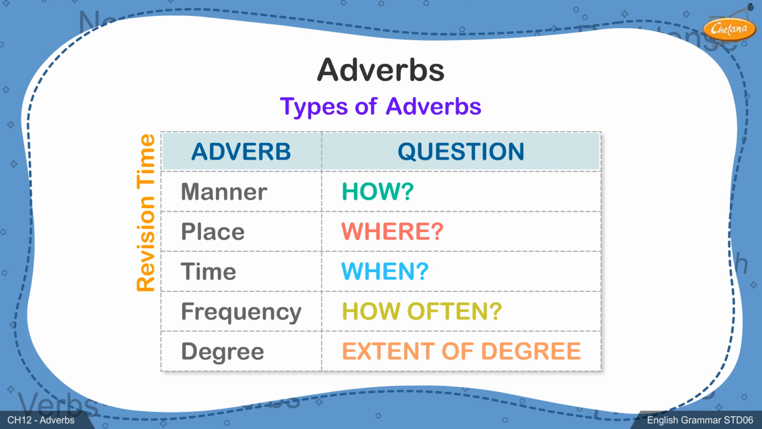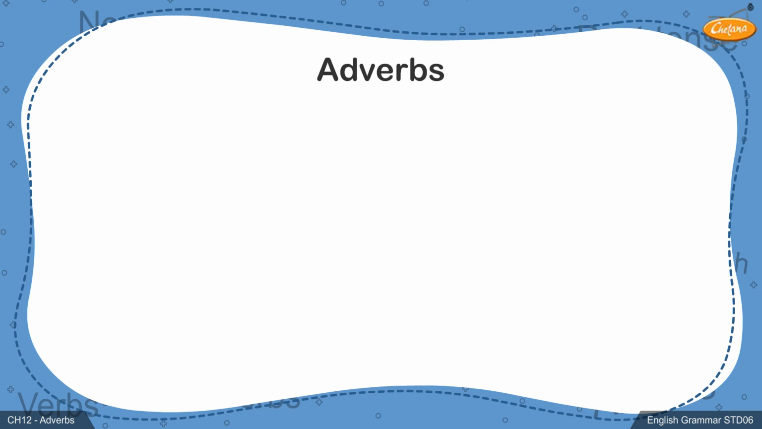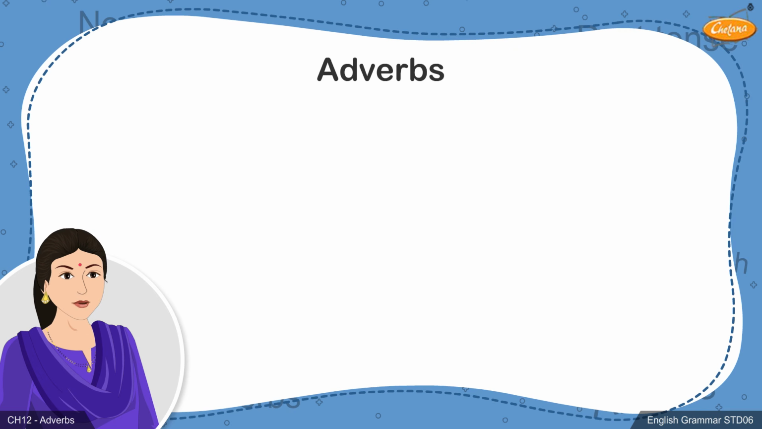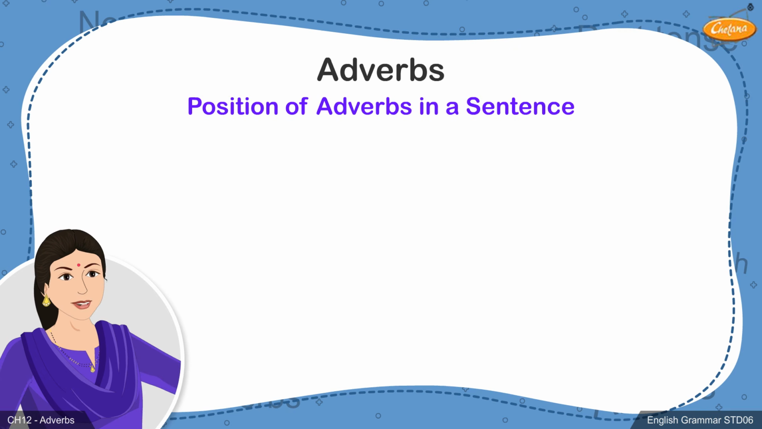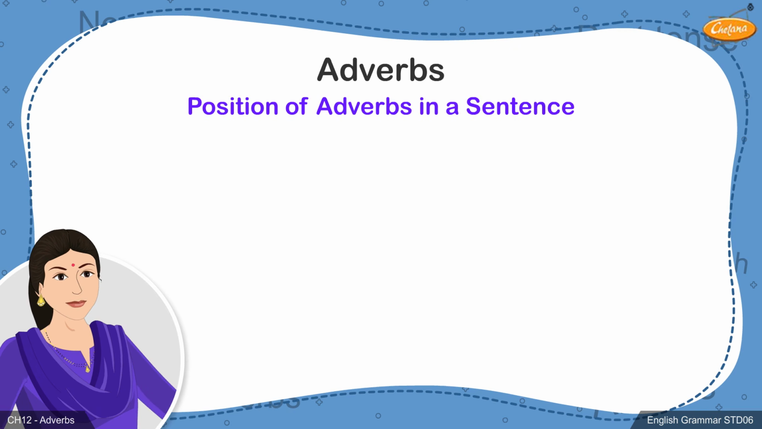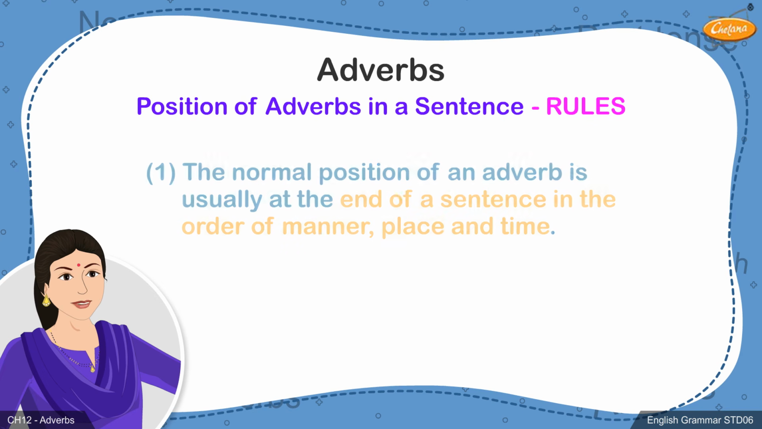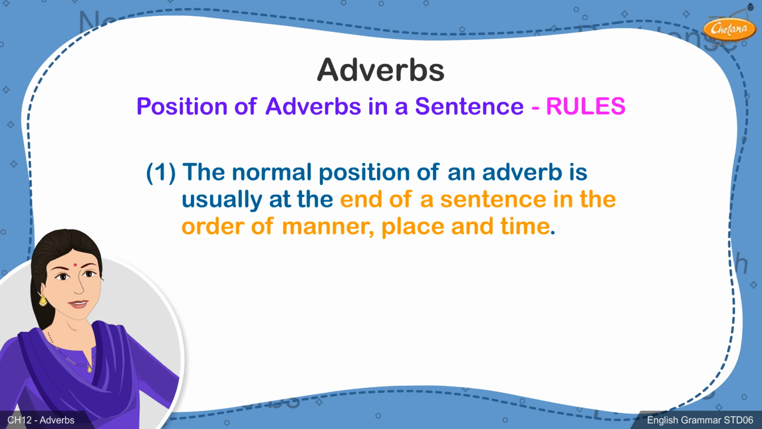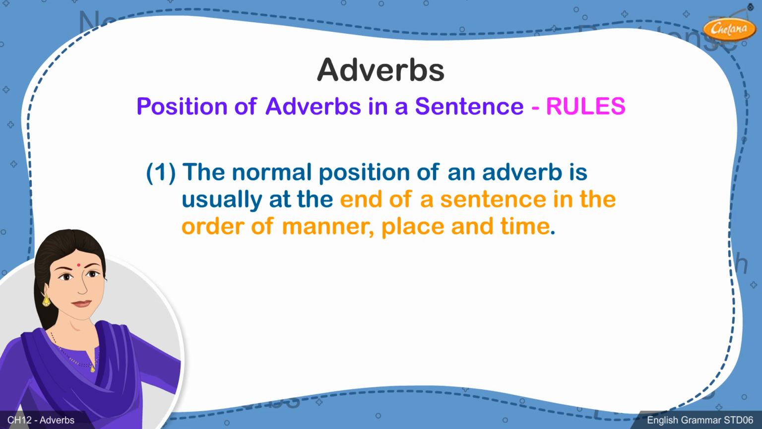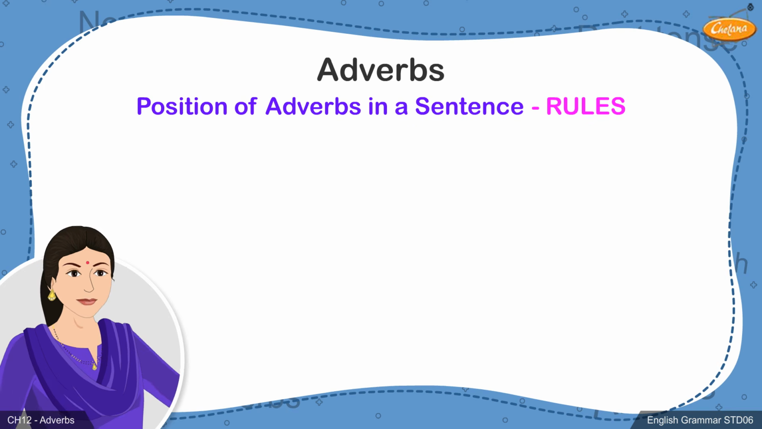Students, you have now learnt about the definition and types of adverbs. However, you must also know where to place the adverb in a sentence. Let's go over a few rules related to the placement of adverbs in a sentence. The first rule is that the normal position of an adverb is usually at the end of a sentence in the order of manner, place, and time.